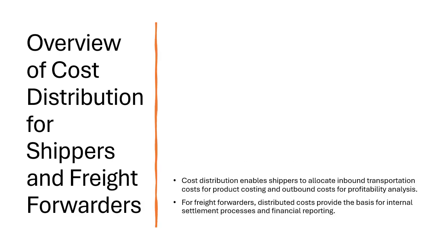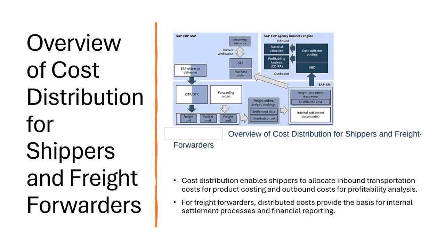So next is the overview of cost distribution for shippers and freight forwarders. This overview explains how costs are distributed between shippers and freight forwarders. It also emphasizes the importance of accurately allocating transportation costs to ensure fair billing and profitability. This figure shows the overall cost distribution for shippers and freight forwarders, and highlights the flow of charges and settlement based on agreed terms and transportation services.